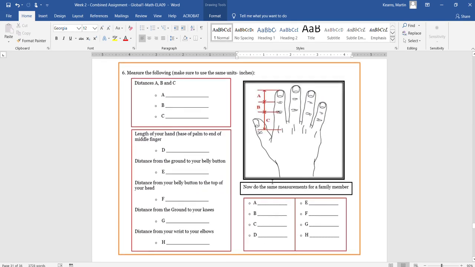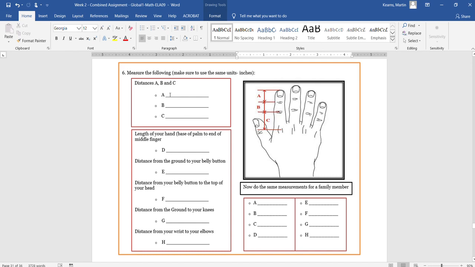Then when you're done, you're going to start a measuring activity. So you're going to grab a ruler or a tape measure, whatever you have handy, and you're going to measure the following on your hand here. You're going to make sure you use the same units. In this case, we'll stick to inches, okay?